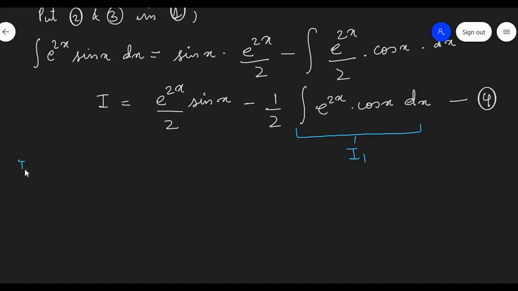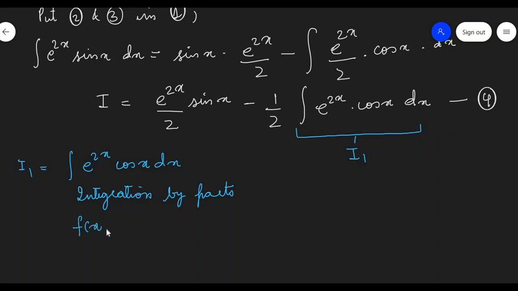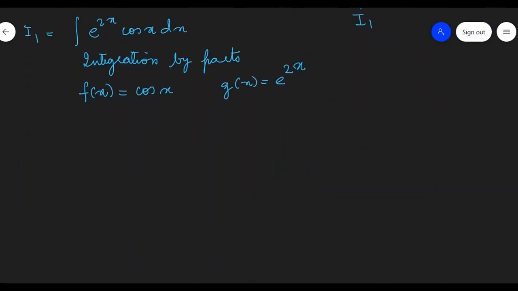So for I1, I need to calculate integration of e raised to 2x cos x. Just like the original problem, I've got two functions in multiplication. So I am going to use again integration by parts. And very similar to the original problem, I am going to select the first function as cos x and second function as e raised to 2x. In a minute you will understand why we are selecting e raised to x as second function.